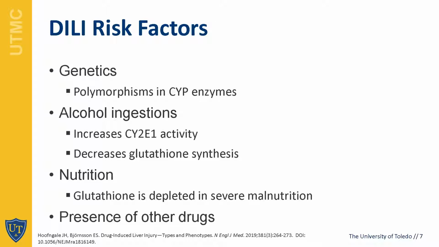Another risk factor to consider for drug-induced liver injury is alcohol ingestion. Alcohol ingestion increases CYP2E1 activity and decreases glutathione synthesis. I will talk about this in just a little bit when I get into acetaminophen toxicity. Another risk factor for drug-induced liver injury is severe malnutrition. In this instance, glutathione is depleted, which also affects metabolism of medications.